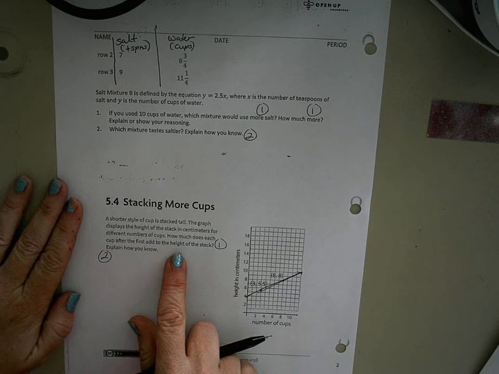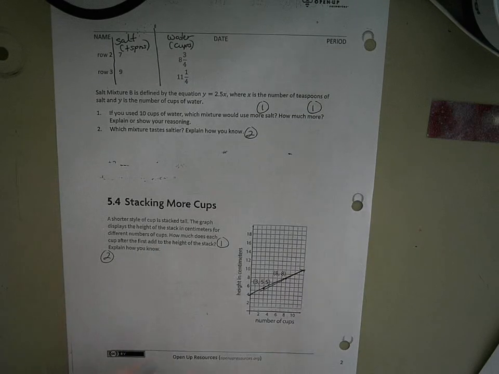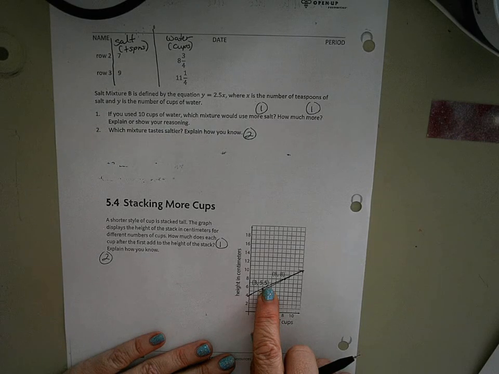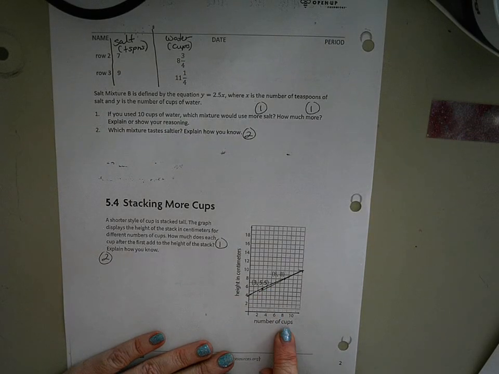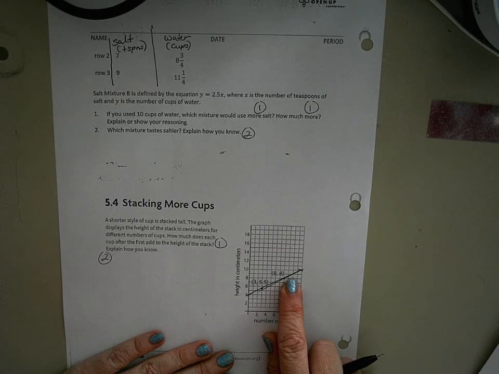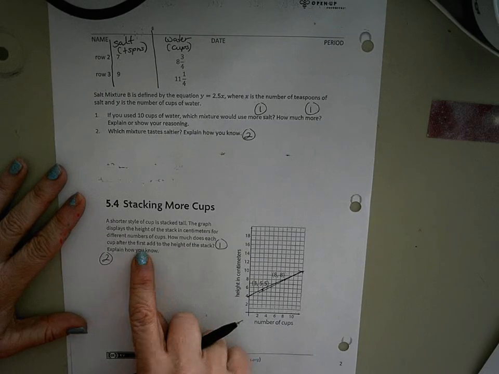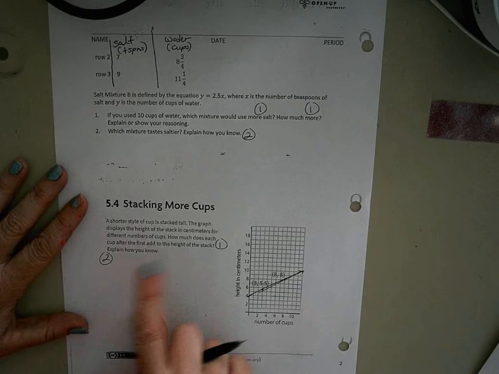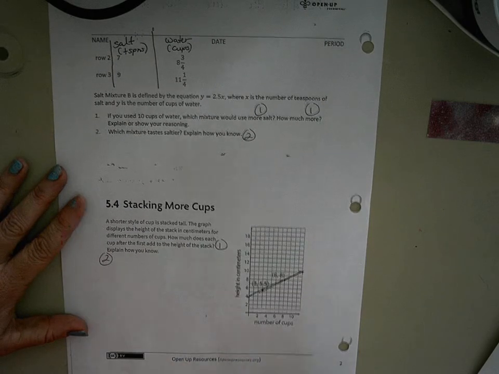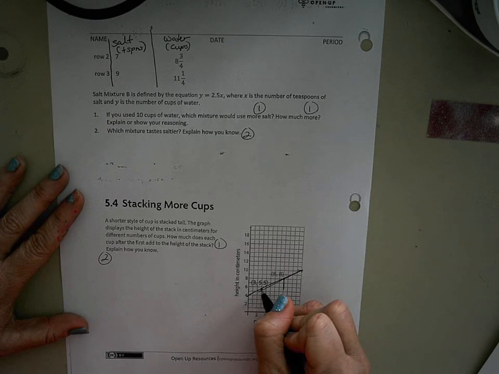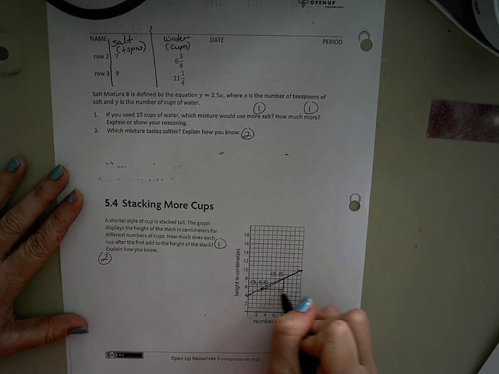This graph displays the height of the stack in centimeters for different numbers of cups. So we see that when we have 3 cups, the height is 5.5 centimeters. When we have 8 cups, the height is 8 centimeters. How much does each cup after the first add to the height of the stack? Explain how you know. I want to know what is this rate of change after my initial cup.